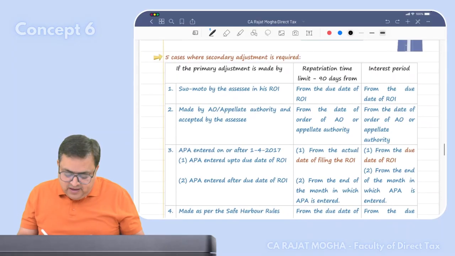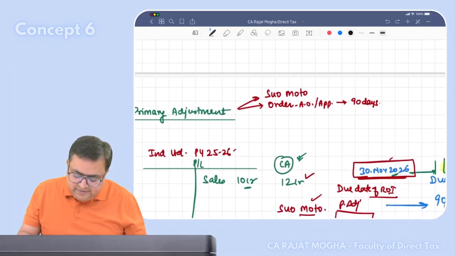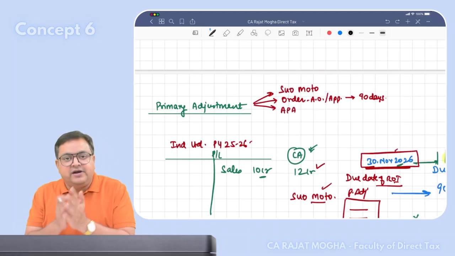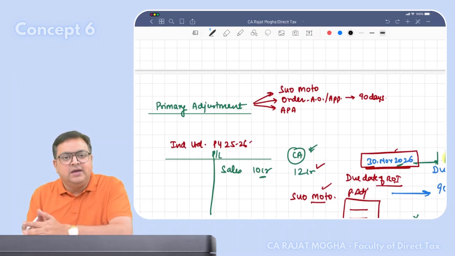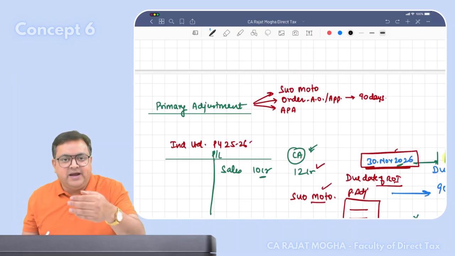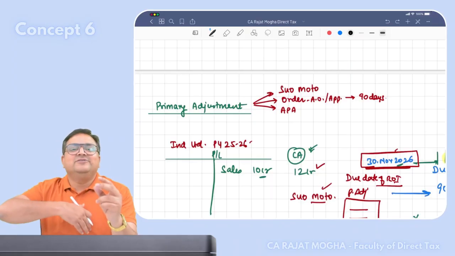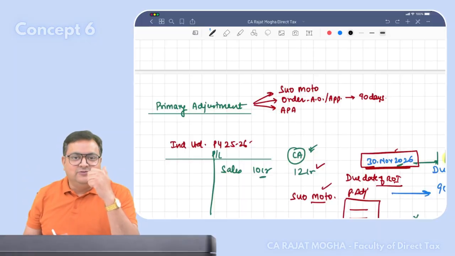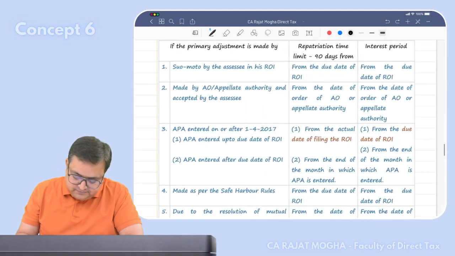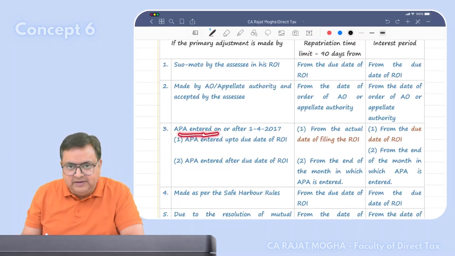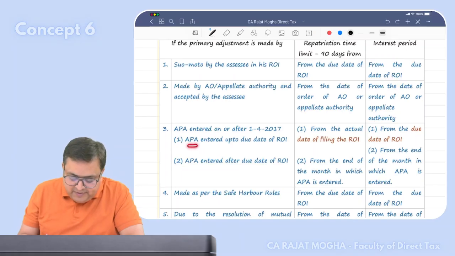Okay. Now it depends whether the primary adjustment has been made through an APA. You have determined your ALP through the APA, and when you applied this ALP, it increased your income to such an extent that it is more than 1 crore rupees. So bring that money back also. If by APA you have made the primary adjustment, now the APA was entered either up to the due date or after the due date.